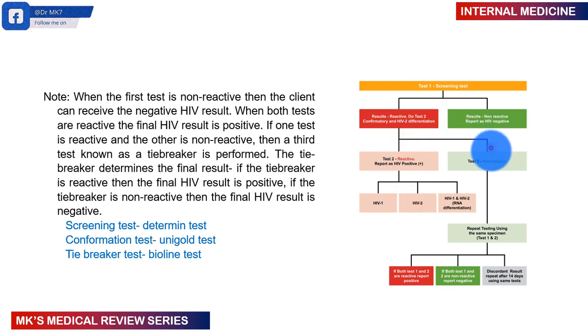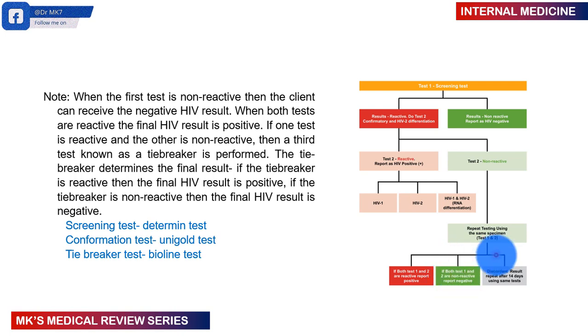If it's negative, then you have created a very important scenario, because you did the first test and it was positive, then you did the second test and it was negative. So you have two tests giving you two different results. Generally you want to repeat the test using the same specimen. You can either do test 1 or test 2, as a tiebreaker. If both test 1 and test 2 are reactive, then you say that the patient is positive. If both test 1 and test 2 are non-reactive, then you say that the patient is negative.